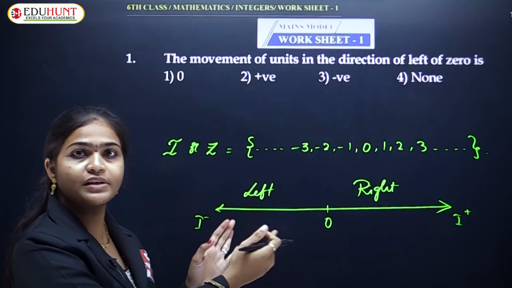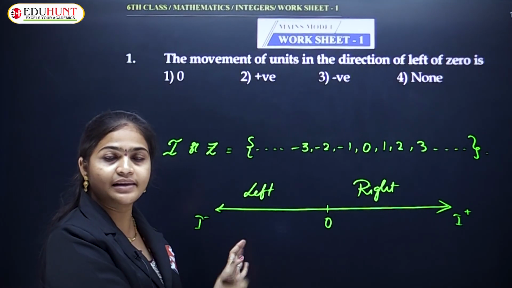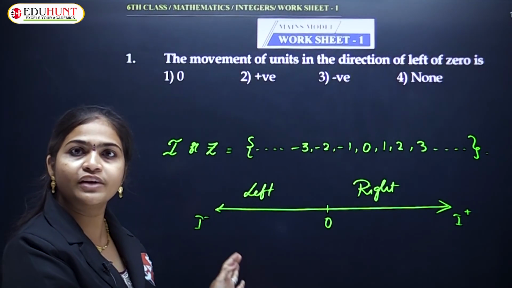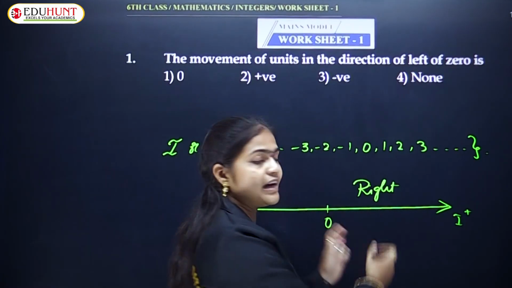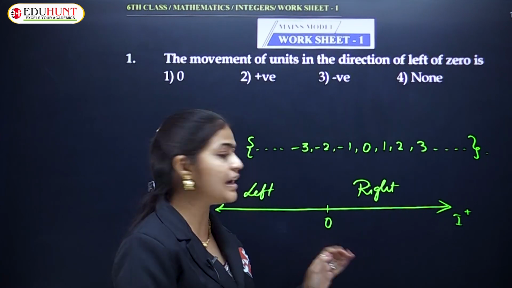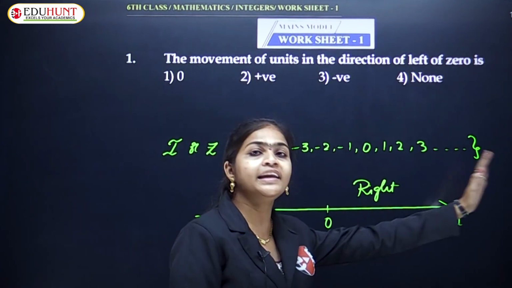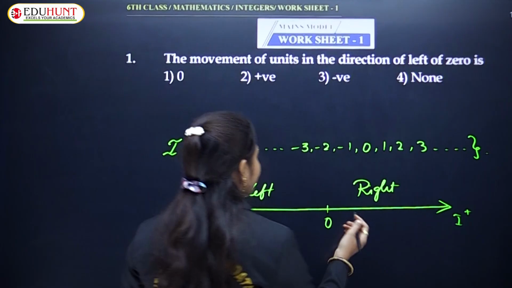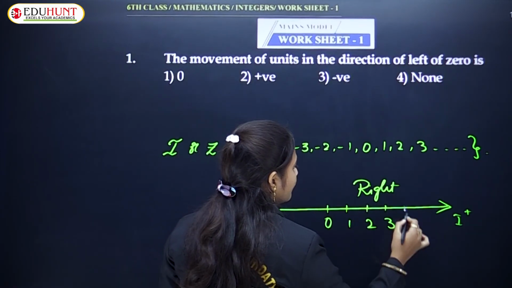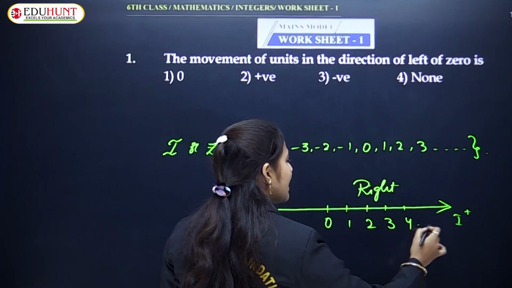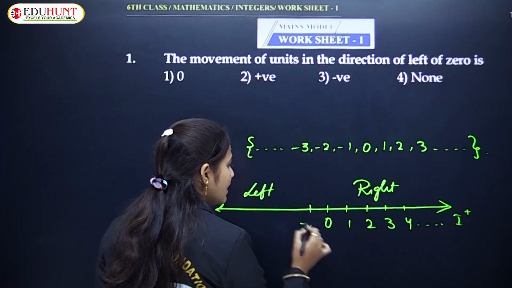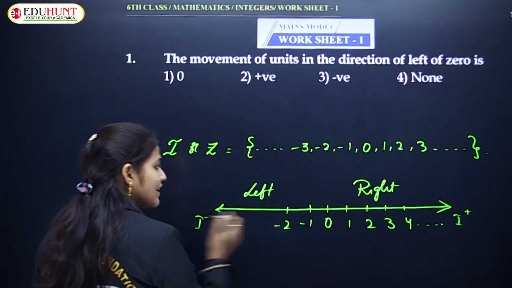While you are moving to the left side of 0 on the number line, the number value keeps decreasing. And while you are moving to the right side of 0 on the number line, the number value is in increasing order. See the right side of 0: 1, 2, 3, 4. So on the right side of 0, the number value is in increasing order or not? Now on the left side of 0, the number value is in decreasing order.